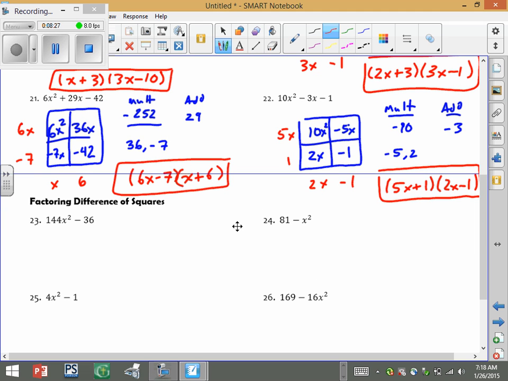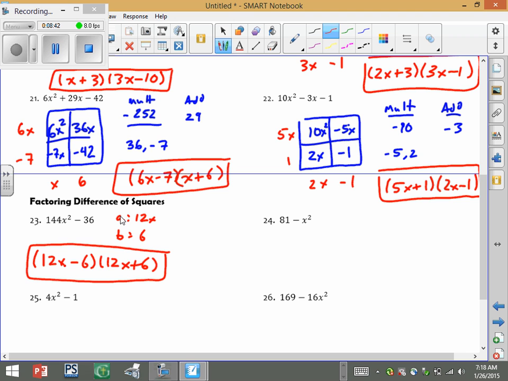So, factoring difference of squares, remember that's just where we got to identify. A is 12x, B is 6, just go in order, so then you go 12x minus 6, 12x plus 6. Right, so you just take the square root of each term, and it only works if they're subtracting. Here we have 81, so A is 9, and B, the square root of x squared, is x. So you end up with 9 minus x, 9 plus x.